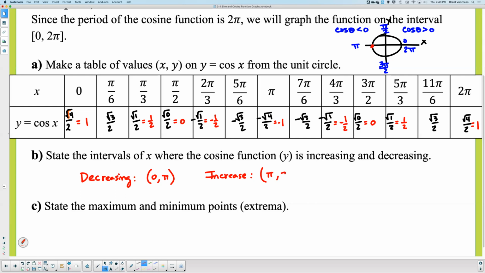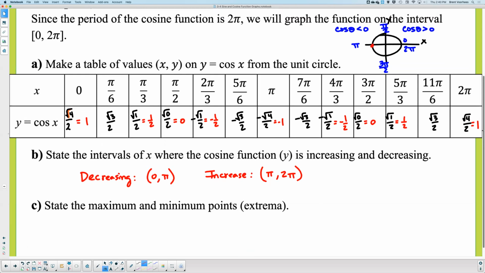From pi to 2 pi, the function increases. All right. The maximum. Where would the maximum x value be? Think on the unit circle. Just what's the farthest to the right? 0 or 2 pi. That's the max. And what's the minimum?